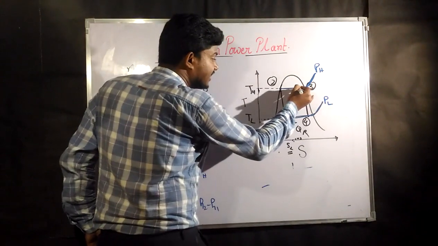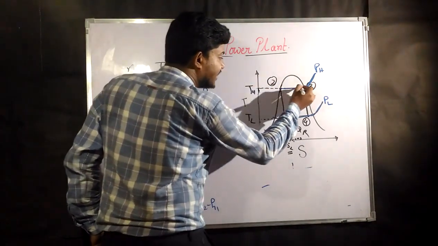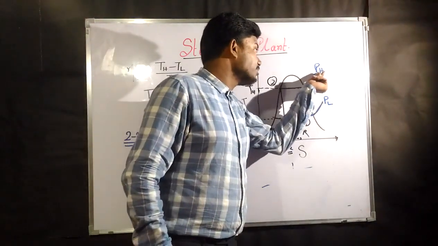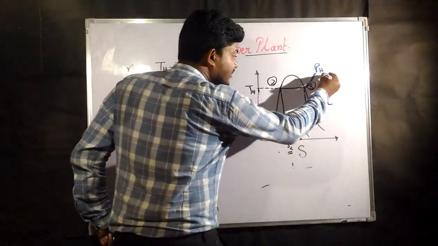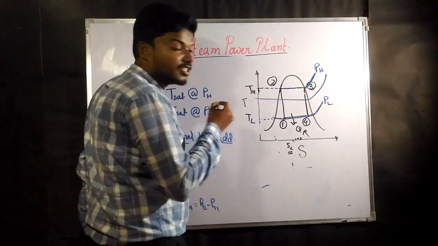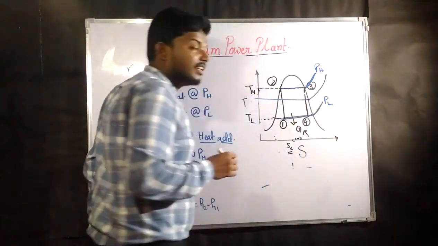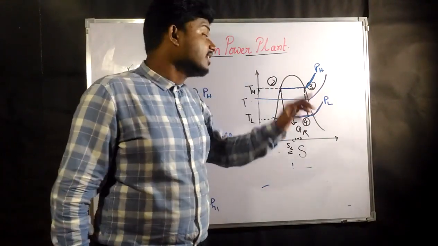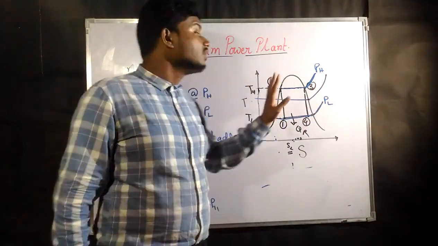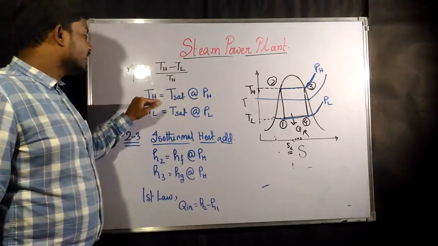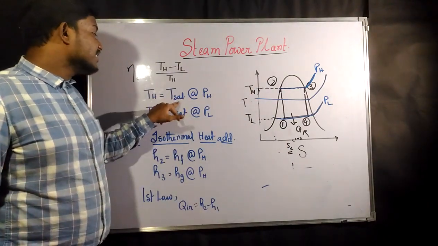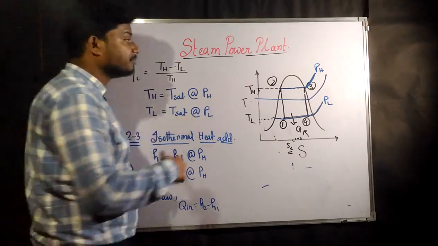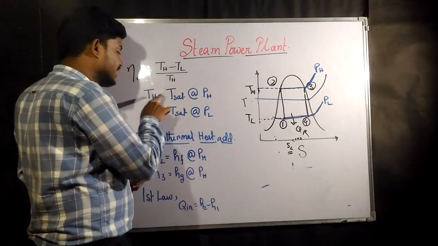Since TH is constant for the whole process, you can take it as the saturated temperature at pressure pH. If you decrease the pressure, your temperature would be here. That means for a particular pressure, the saturated temperature is going to change. From this diagram, TH is the saturated temperature at pH, where pH means the higher pressure. The higher pressure is always constant, so TH is always constant.